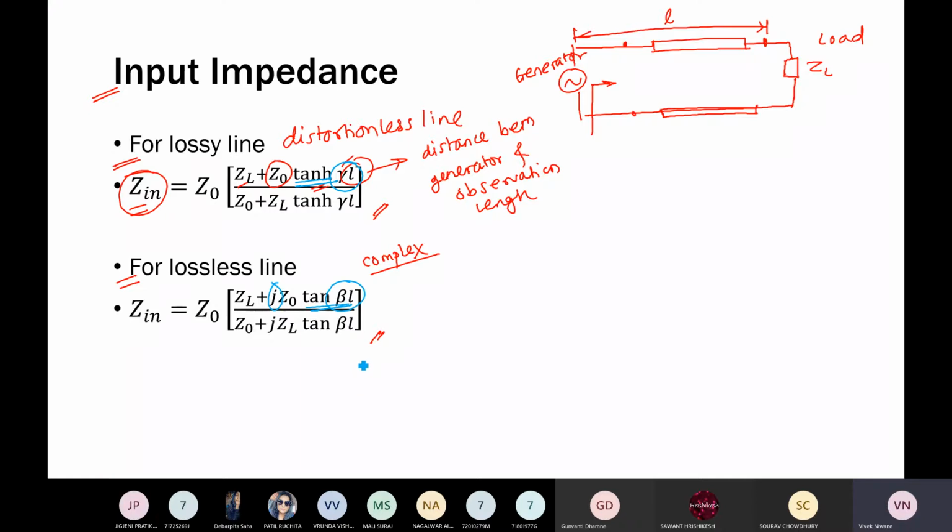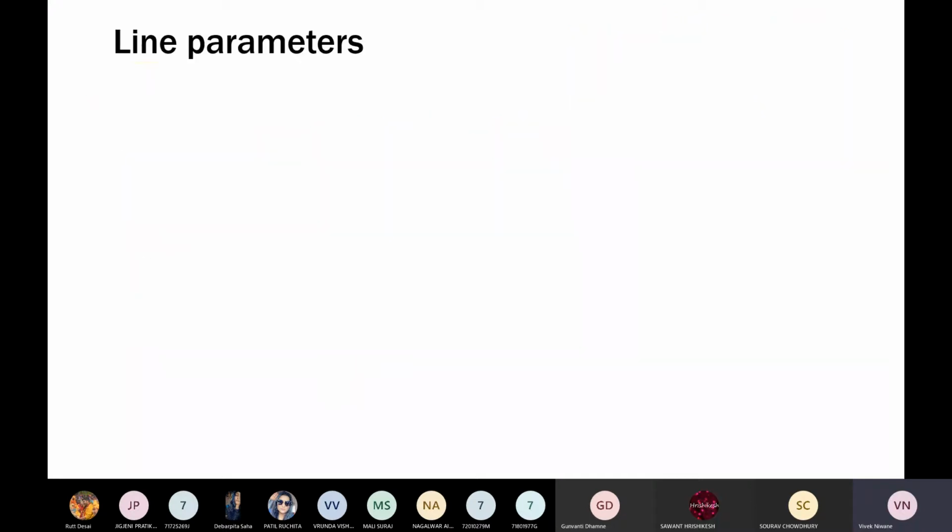If at all you want to go through the derivation, you are always welcome. But these two formulae are very important for the sake of solving numericals in MCQ type examinations, just like GATE. Now, continuing with the line parameters, we do have the reflection coefficient.